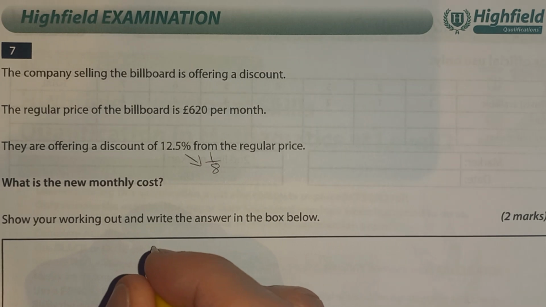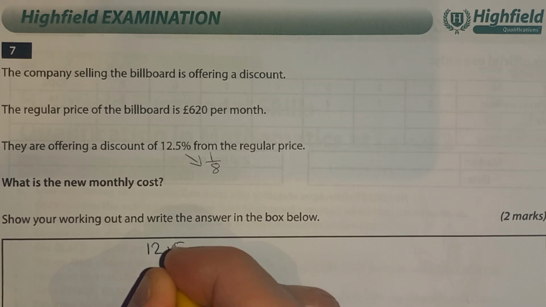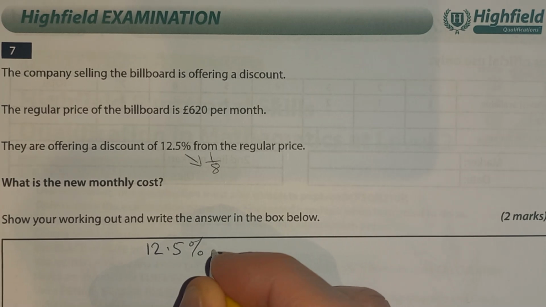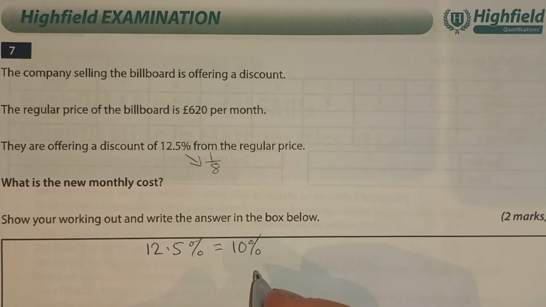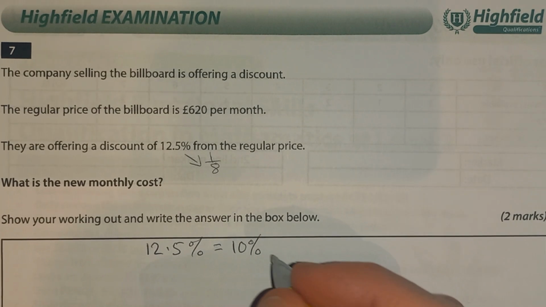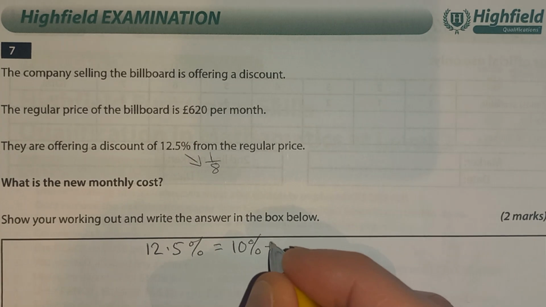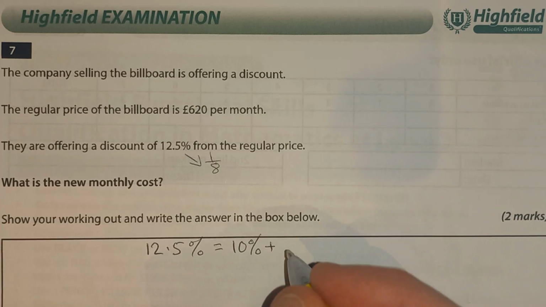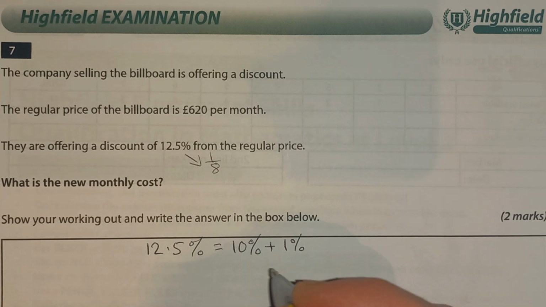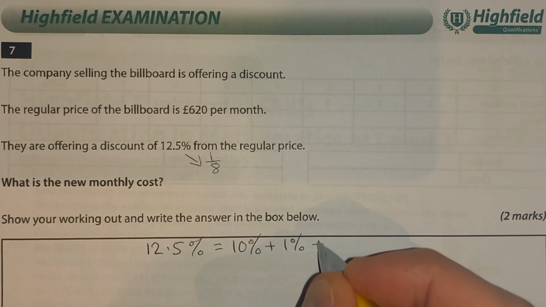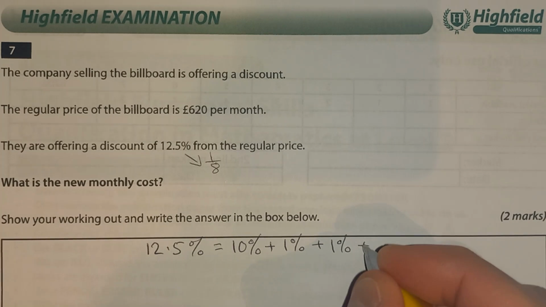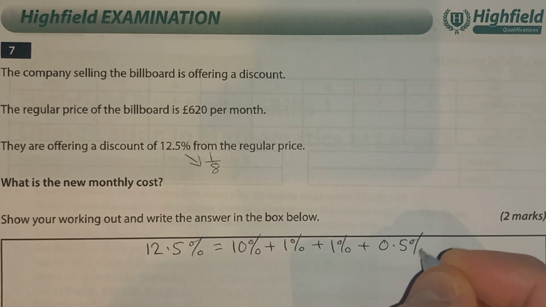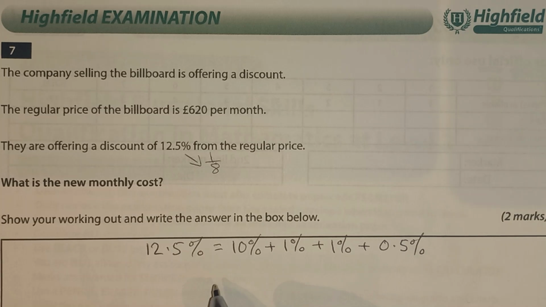Instead, what we can do is the 12.5%. Let's break it down into easier to manage chunks. Well, we know how to work out 10%. That's quite nice. So we can think of that as 10%. And then we have 2.5% left. Well, let's think 1%. Again, if we can work out 10%, we can work out 1%. And another 1%, so that's 10, 11, 12. And then we want 0.5%. Okay, so you'll see why we're doing this.